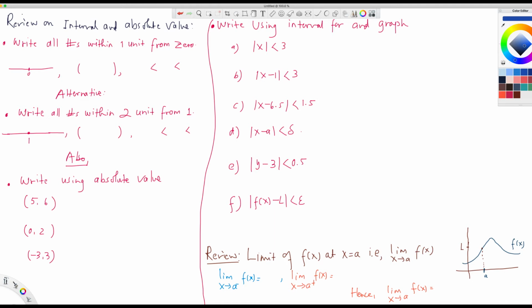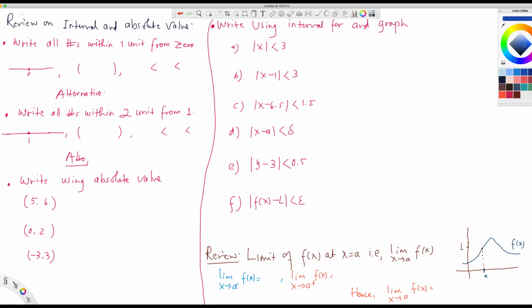In this video, I'm going to review the interval and the absolute value sign, okay? So in the last video, I gave you some introduction to the limit, which is the limit of a function at a point A is the height of the function close to that point A. Close means left to A and right to A, okay?